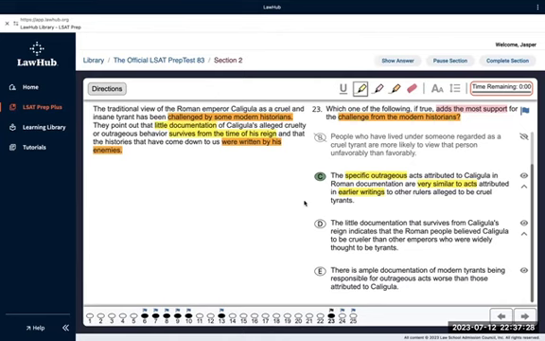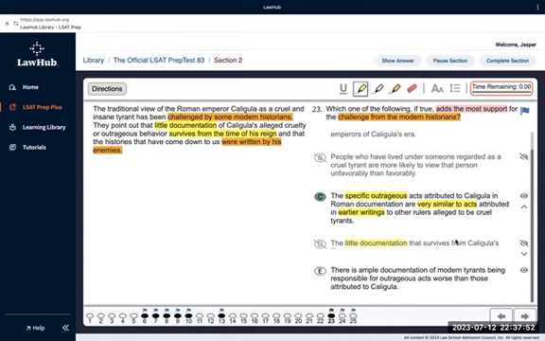D, the little documentation that survives from Caligula's reign indicates that the Roman people believed Caligula to be crueler than other emperors who were widely thought to be tyrants. I mean, yeah, that doesn't help us. It doesn't help us challenge the perception.